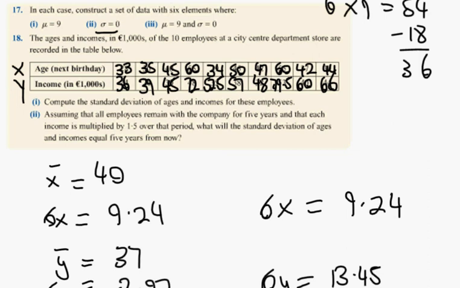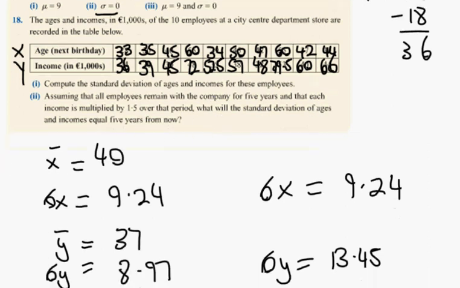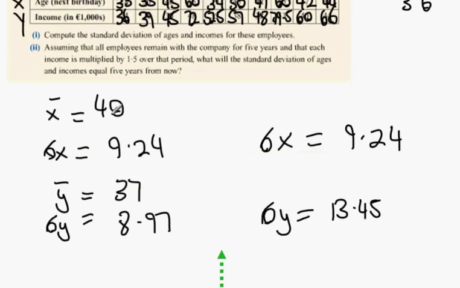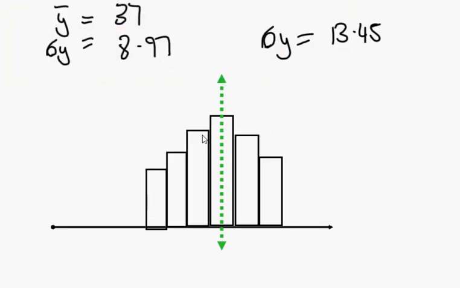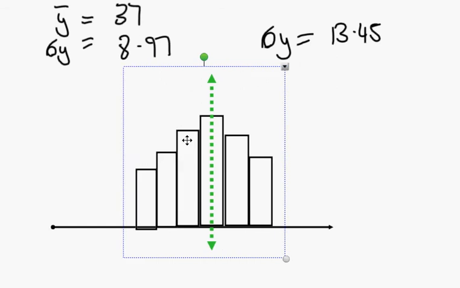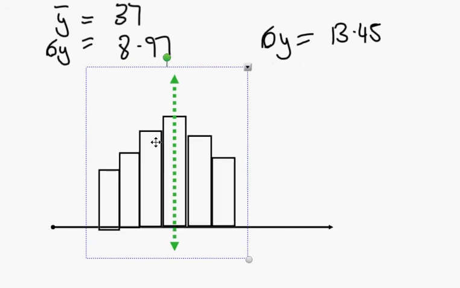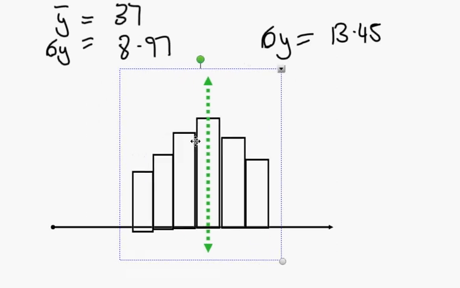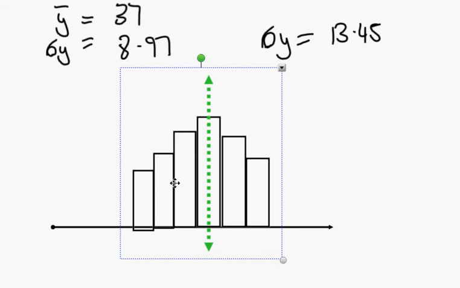Assuming all employees remain with the company over 5 years and that each income is multiplied by 1.5 over that period, what will be the standard deviation of ages and incomes 5 years from now? Now the standard deviation of ages remains the same because we're adding. If we have a distribution which has a standard deviation, and we move this distribution to the left, that's the same as reducing age. If we increase age, everybody's age gets increased by the same amount. This means that the distribution doesn't change, therefore the standard deviation remains the same.